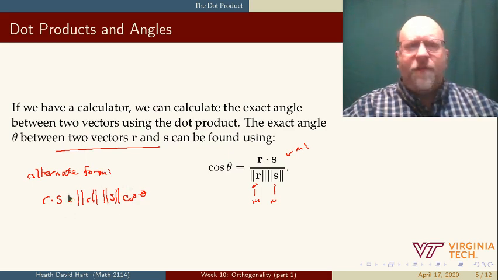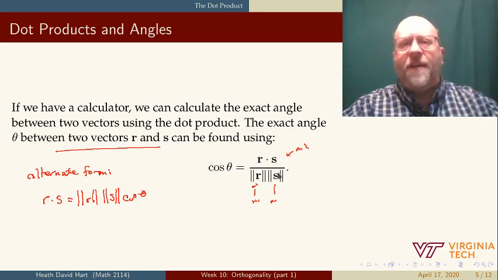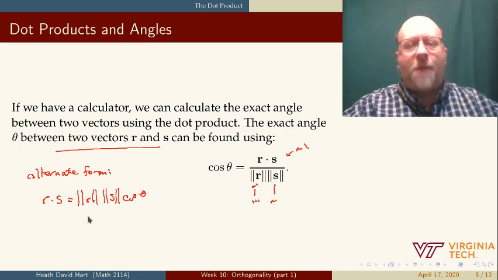I don't like this form as much because I see in this form the cosine being equal to the dot product divided by a couple of things that help cancel the units. I see what's going on over here. This is a common form of this equation, but it's not as clear to me why this formula works, but they're equivalent.